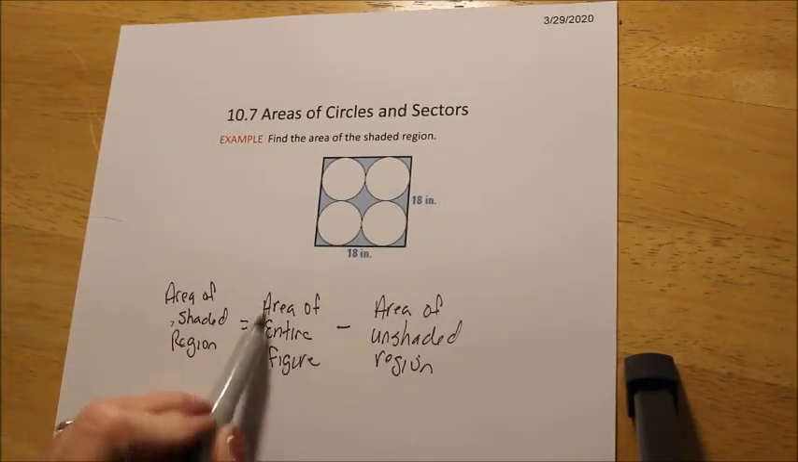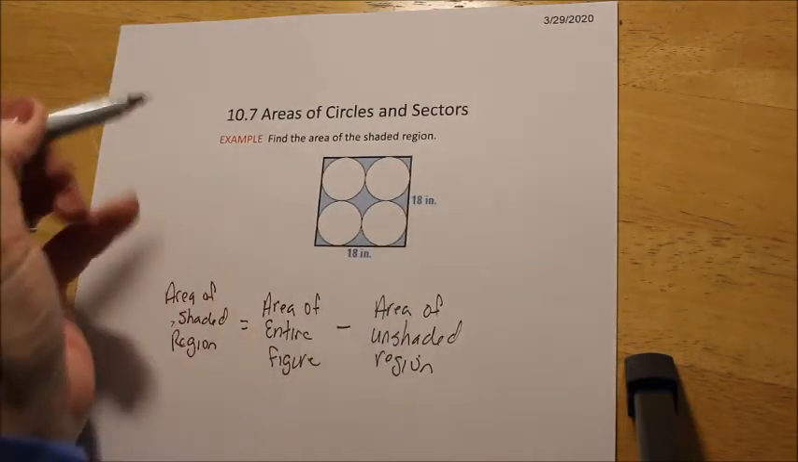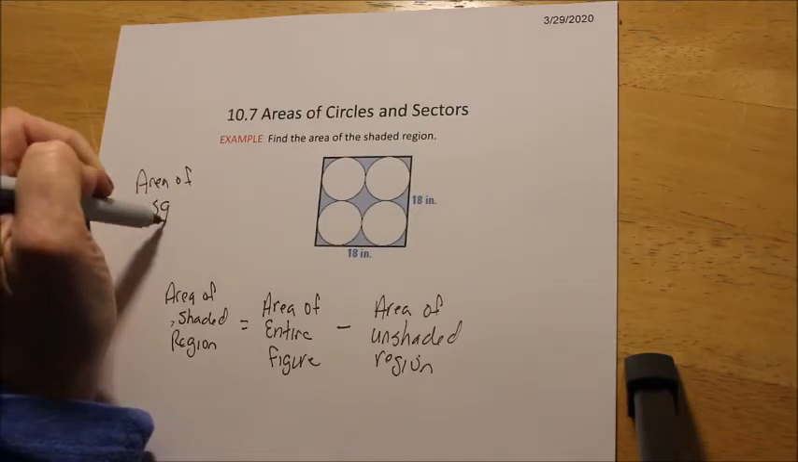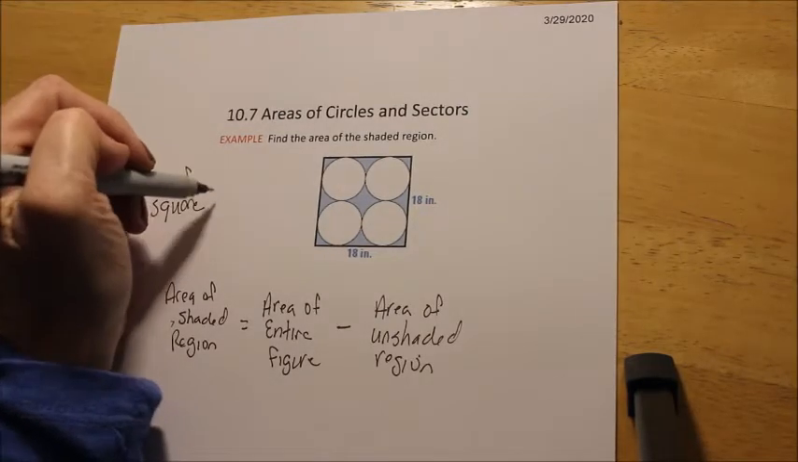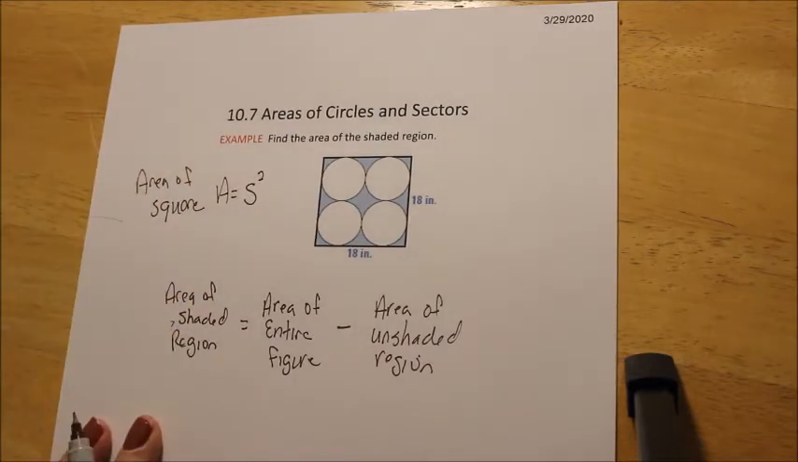So if I start with the area of the entire figure, take a look at this. It is a square. Remember, to find the area of a square, well, this was back in, gosh, first semester, you're going to take the length of the side and square it.